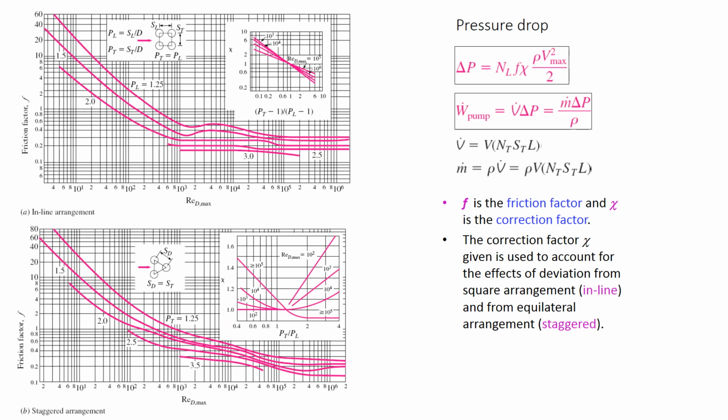From the correction factor and friction factor, you can calculate the pressure drop, and from the pressure drop, you can calculate the work of the pump. So if you want to increase the number of tubes, you should also consider the power of the pump that you need to put into it.